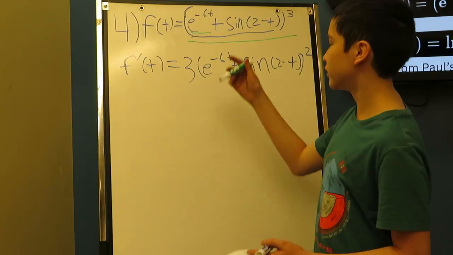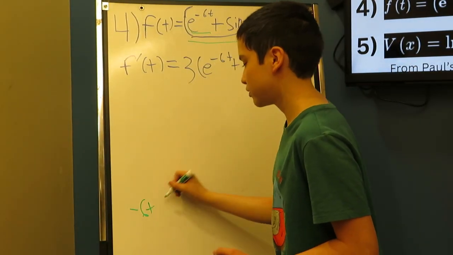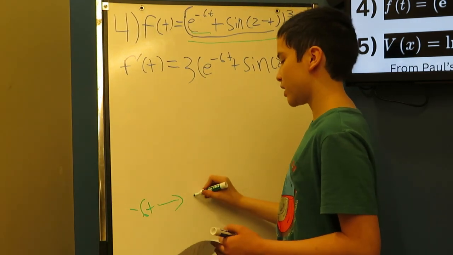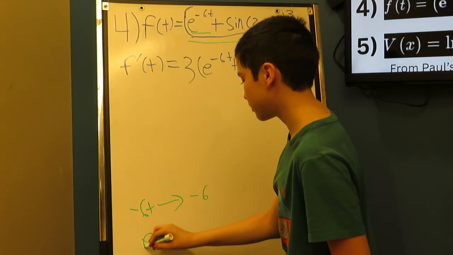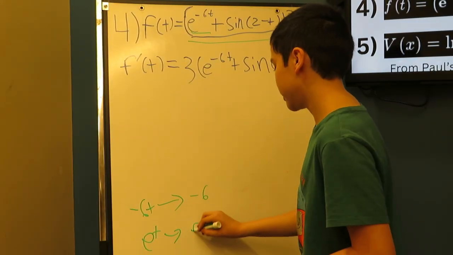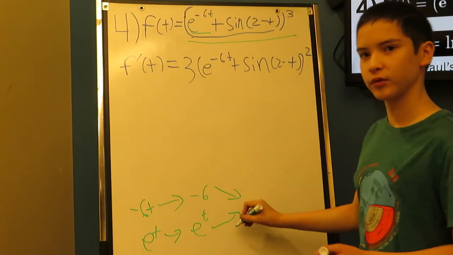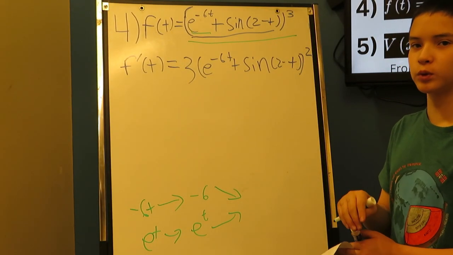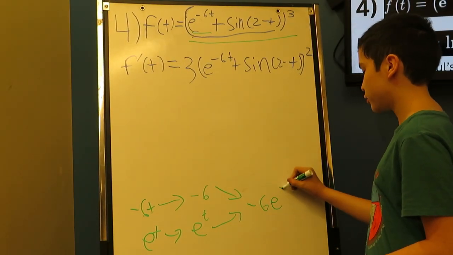Since we have an inside of negative 6t, we take the derivative of that and we get negative 6. The derivative of e to the t is just e to the t. So now we substitute everything from the original expression into the chain rule, and we would get negative 6 times e to the negative 6t.